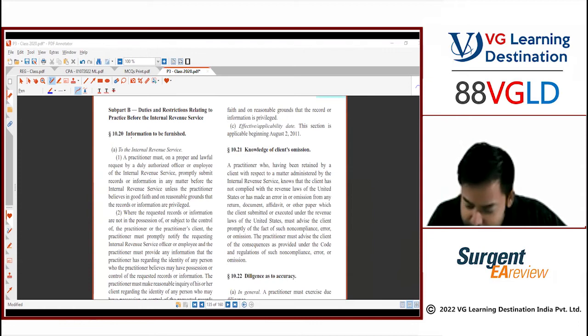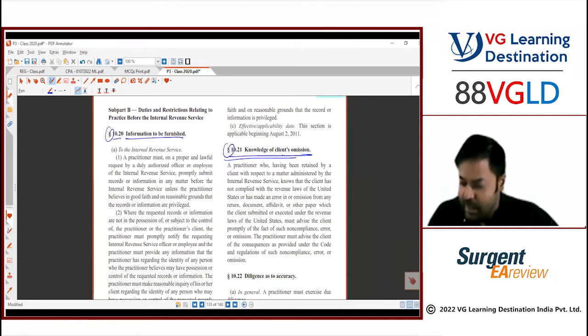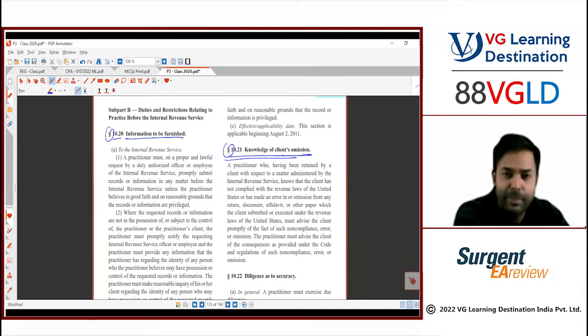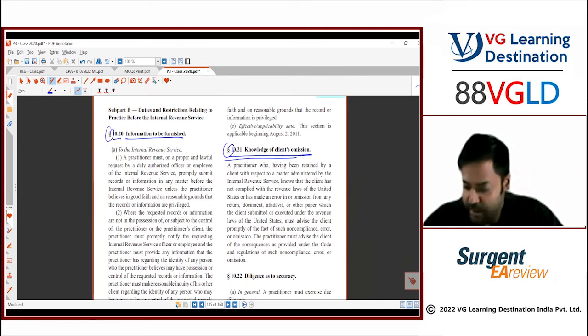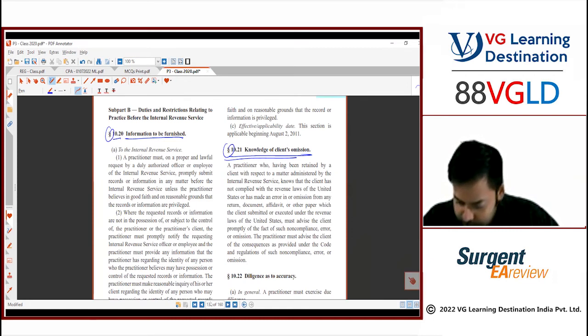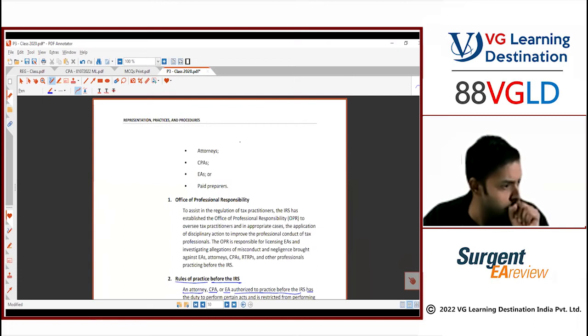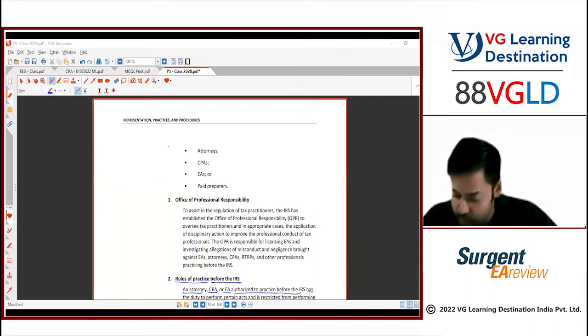So all of it, information to furnish, everything is mentioned in this case. Knowledge of this is mentioned in this case. So whatever the referencing is given in the beginning of the book is going to be mentioned in this case only. So that's what the referencing we are getting in this case.